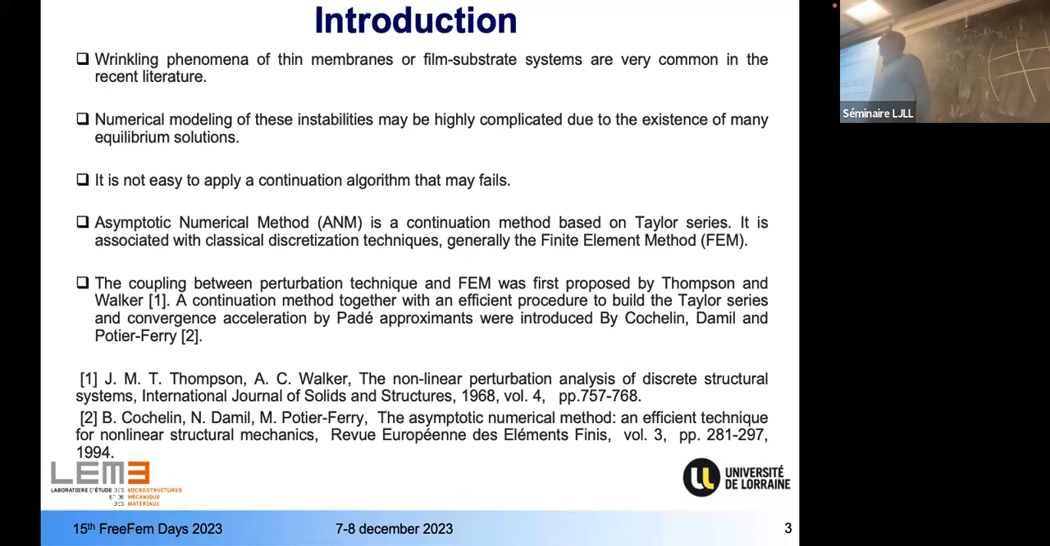So we present here the asymptotic numerical method, a continuation method that we can call a perturbative approach based on Taylor series. It is associated with the finite element method here. The coupling between the perturbation technique and the finite element method was first proposed by Thompson and Walker in 1968, quite a long time ago. And the first work by Potier-Ferry and his team was conducted in the early 90s.